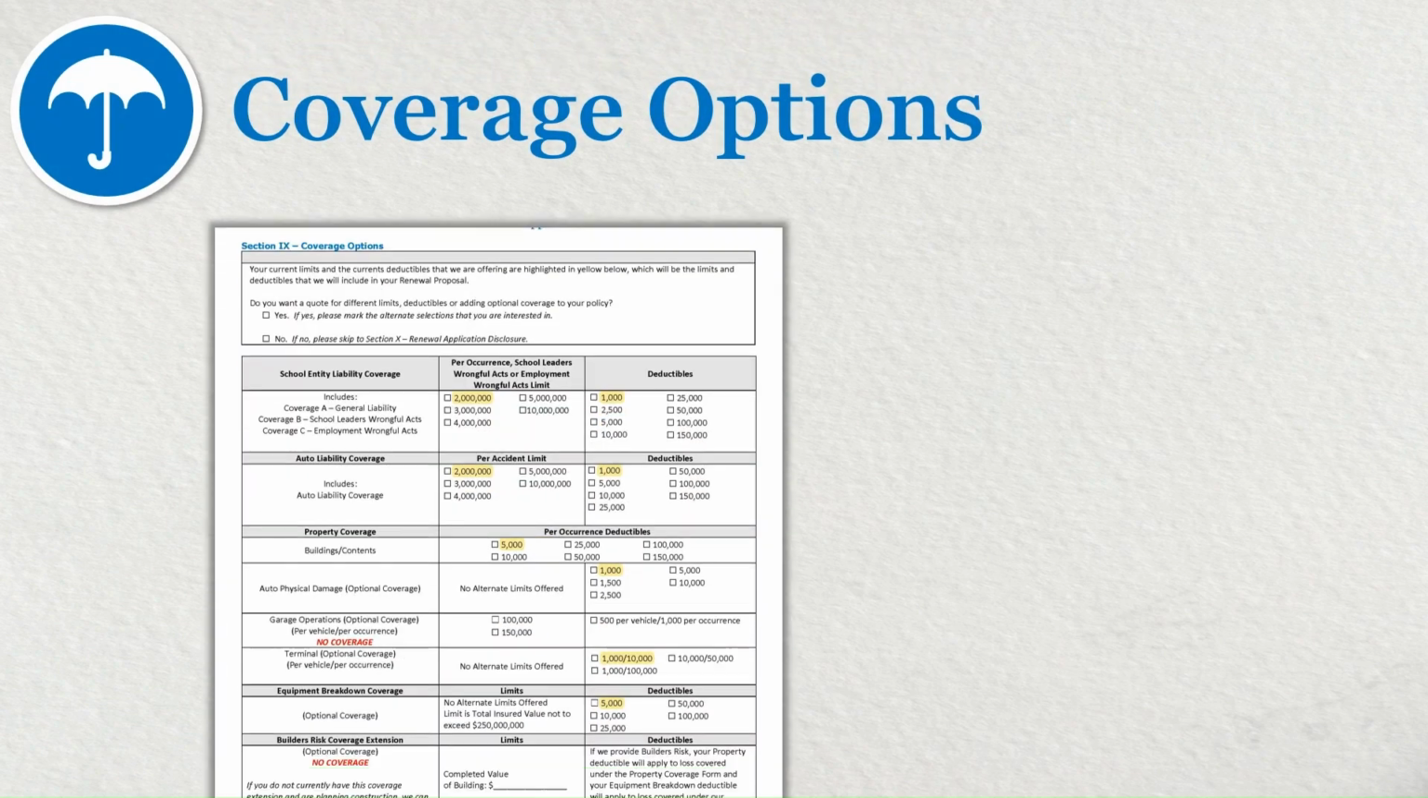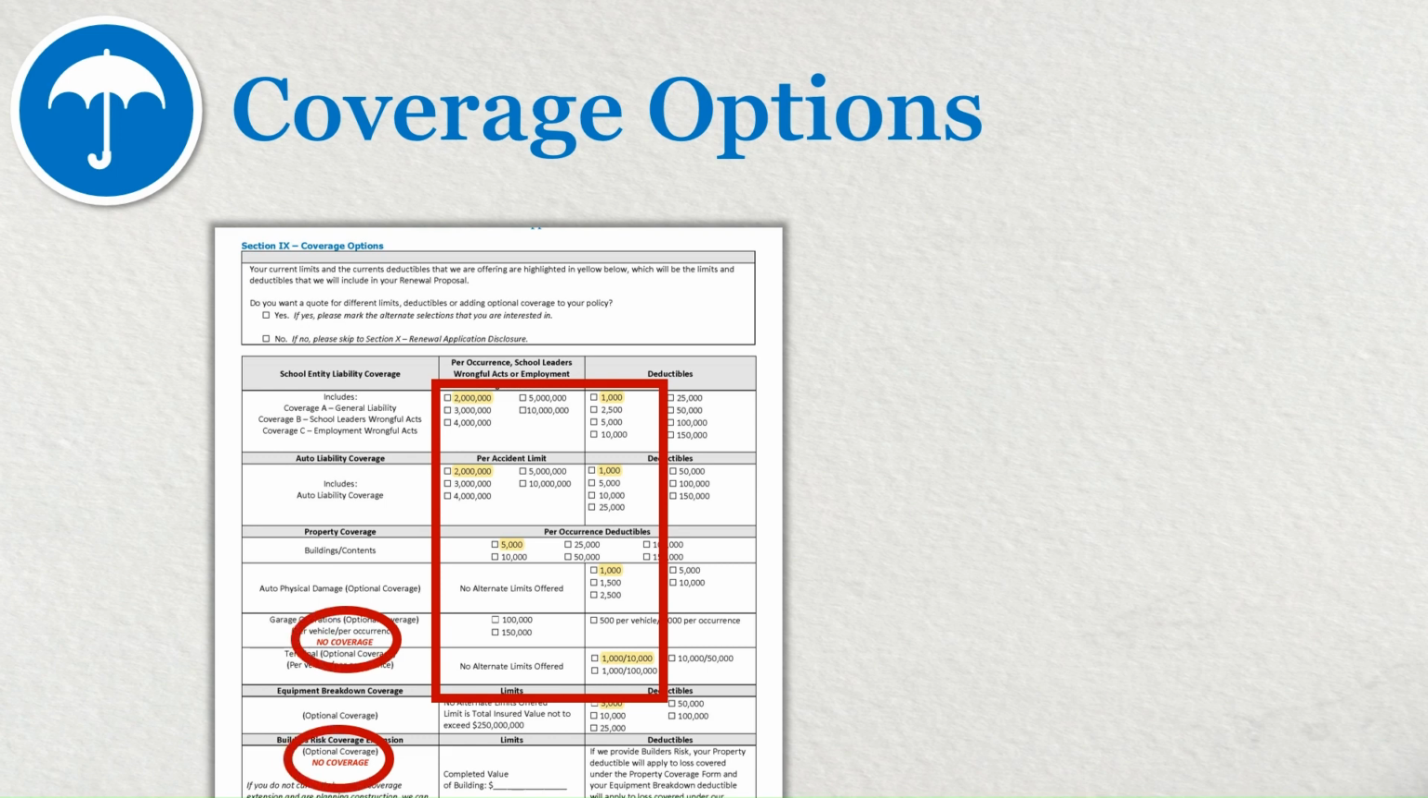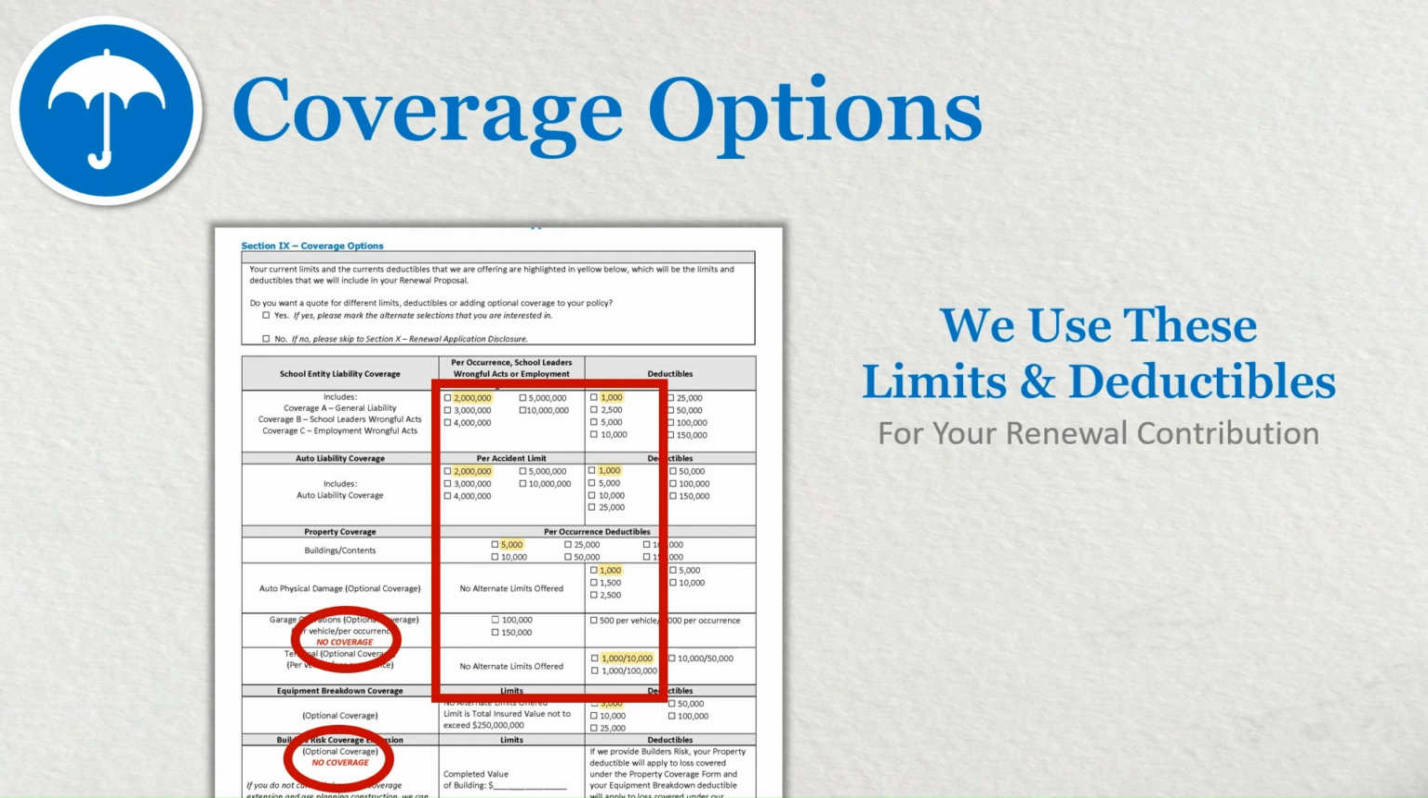Coverage options. The coverage options page lists all of our coverages that have flexible limit or deductible offerings. We've highlighted your current limits and deductibles for each of these sections. If you don't have a specific coverage listed, we've noted that as well. This is important because when we put together your renewal proposal, we will use these limits and deductibles for your upcoming renewal contribution, which will be displayed on the contribution summary page of the renewal proposal, as well as on the other appropriate pages of the proposal. We'll use this as our basis for any alternate quotes.